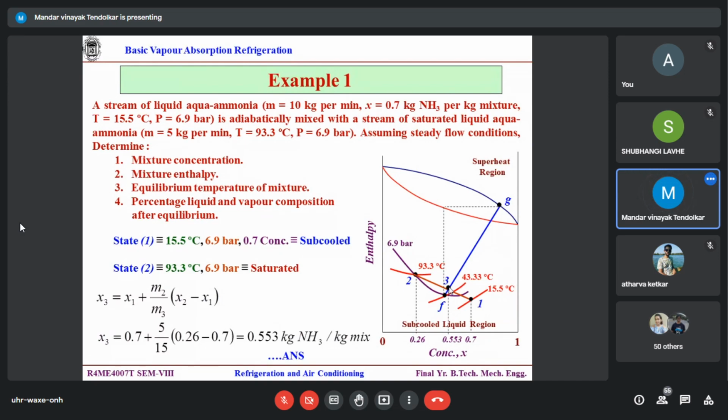5 plus 10 is 15. Yes, no, M1 plus M2, 5 plus 10. M1 is 10, M2 is 5, M3 is total.